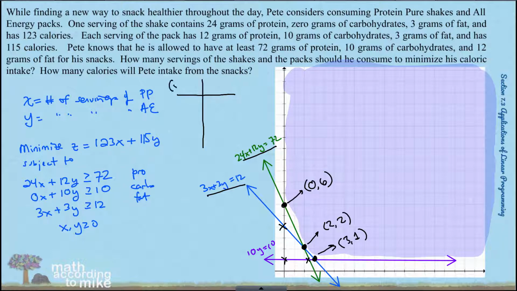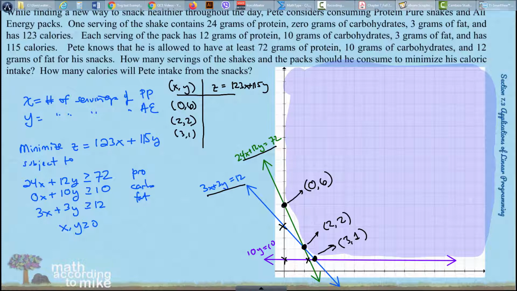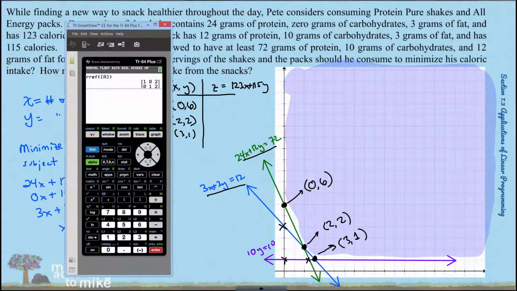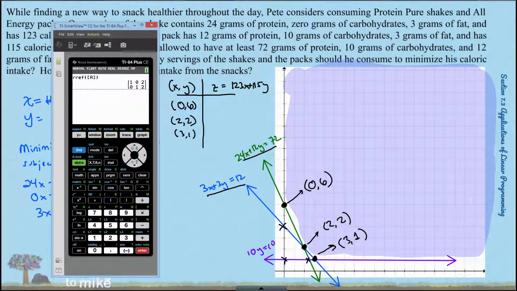Okay, so now what we do to finish off this problem is we make a little chart. And we say X, Y, and then Z. And then you list only your corner points. So 0, 6 means you're going to put in 0 for X and 6 for Y. Let me pull up my calculator again. In a previous video, I showed how to do this using matrix multiplication. You don't have to.